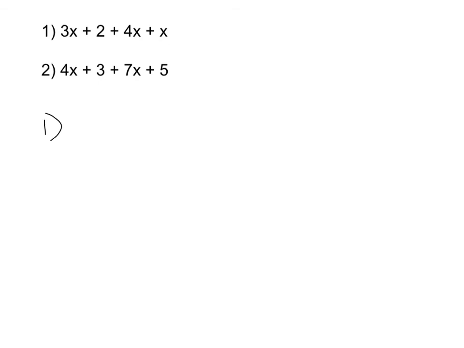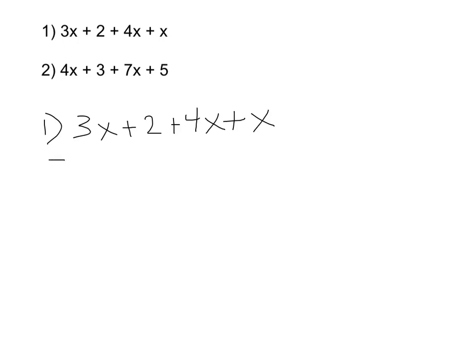So problem number 1 is 3x plus 2 plus 4x plus x. And I always write my original problem, always, every single time. And now I'm going to use the commutative property of addition, and I'm going to move the like-minded pieces next to each other.